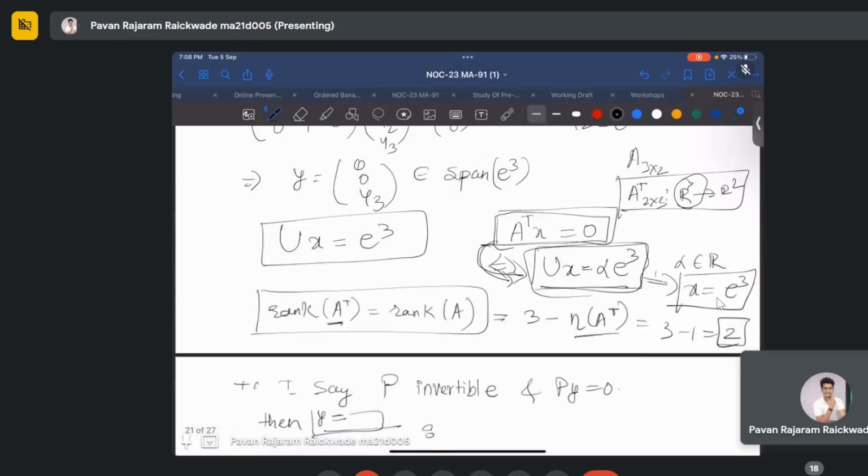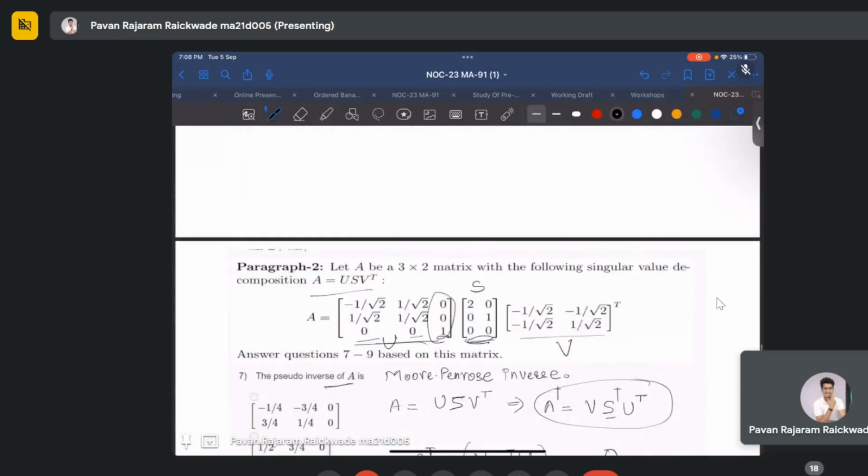Only non-zero rows, or non-zero linearly independent rows? No, no. See, it will have only linearly independent rows. Any non-zero row is linearly independent in S. That's how S is created. So we just count the number of non-zero rows. Okay, sir.